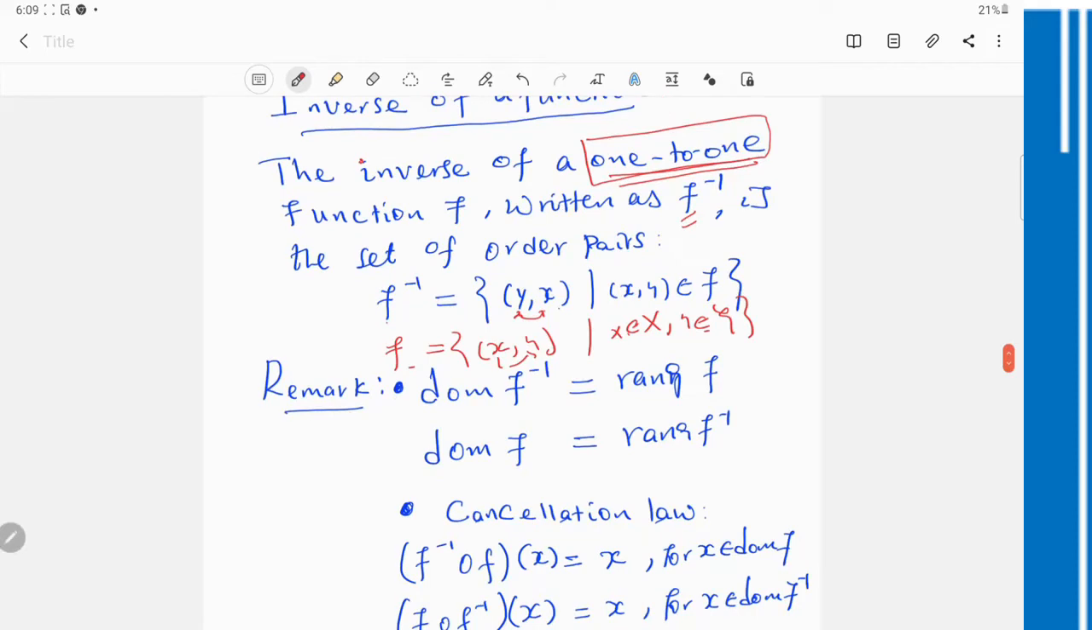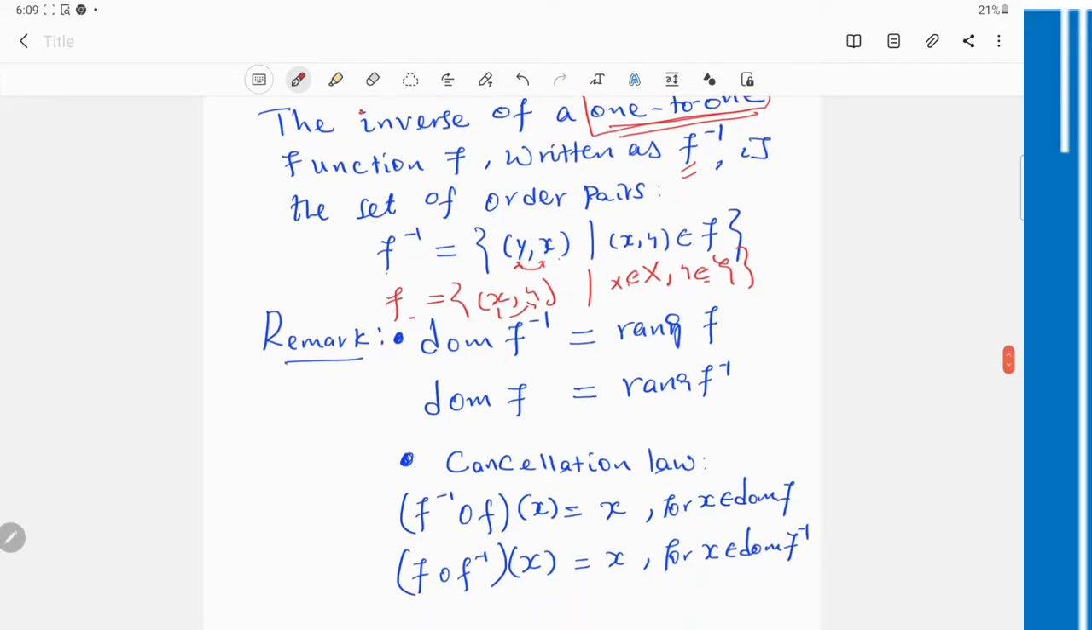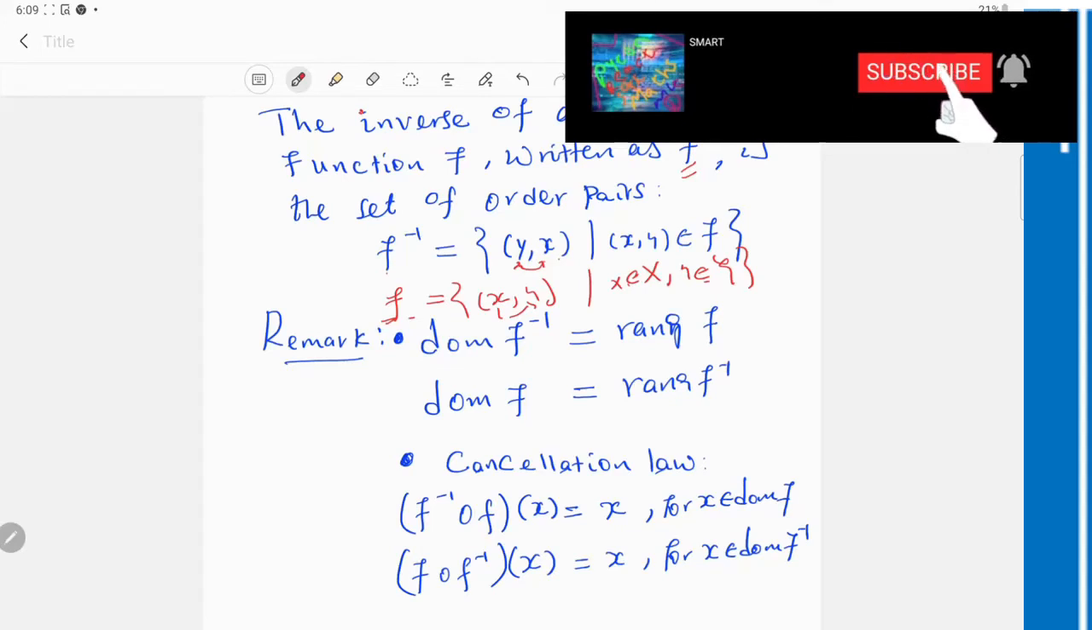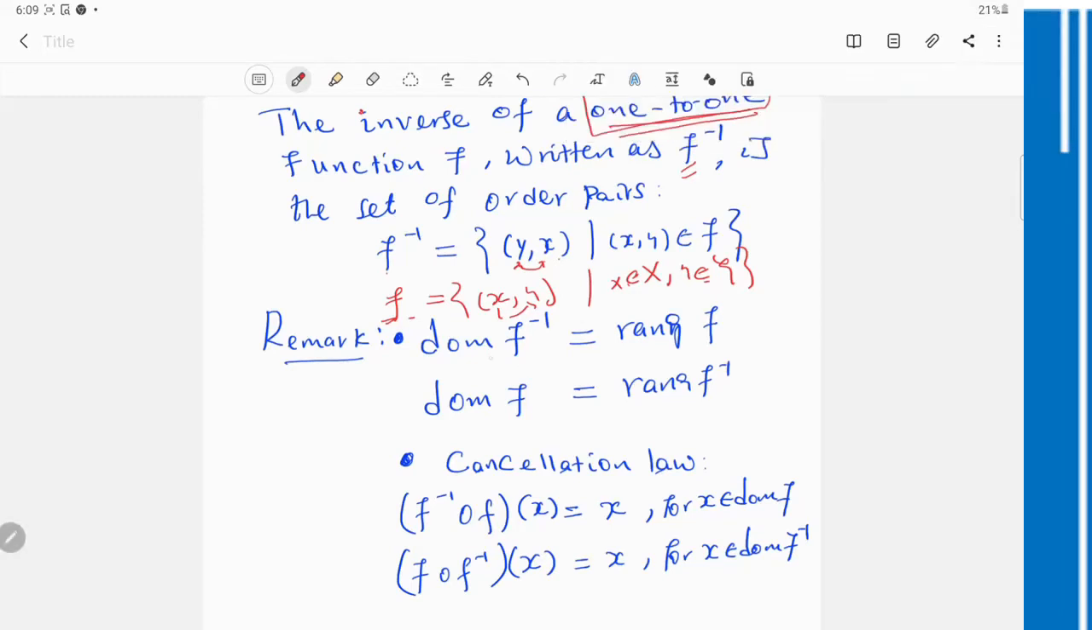Another important thing is, sometimes if the function is given, it would be hard to get the domain and range of the function. If the function is one-to-one, then you can easily find the inverse and get the domain and range. So then you can associate: the domain of the inverse of a function is the same as the range of the given function, and the domain of the given function is the same as the range of the inverse of the function.